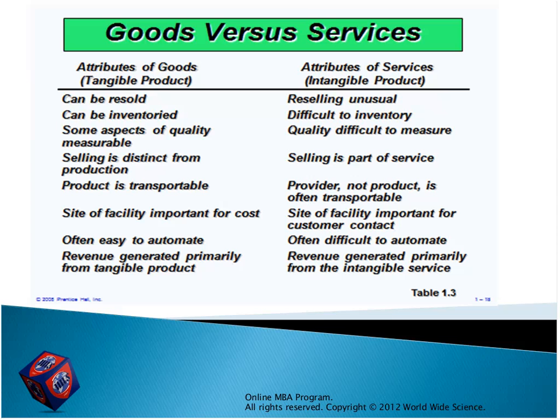So this slide is a comparison between attributes of goods and services. That is very clear and it's unknown to all of you.